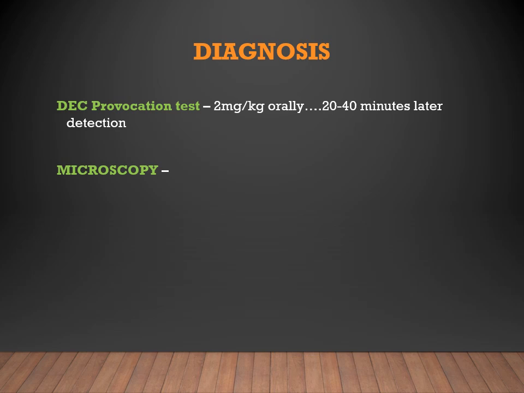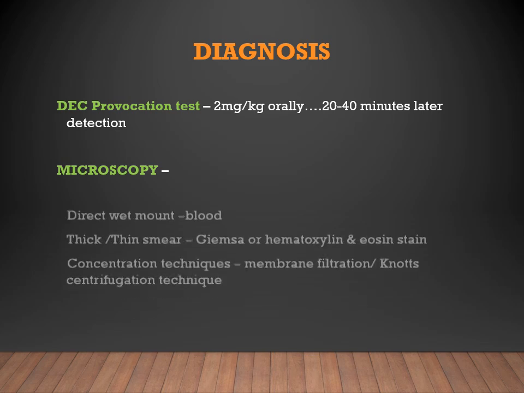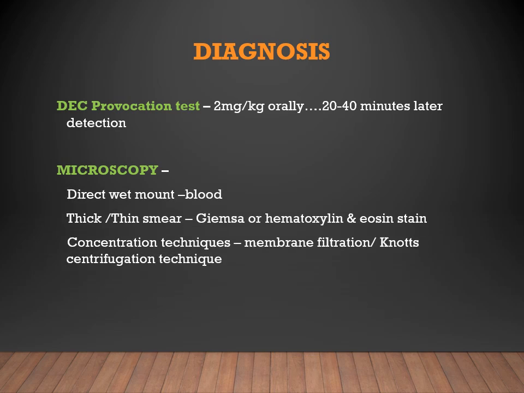Then in microscopy, what tests will you do on that sample? One is the direct wet mount, or you can also make a thick and thin smear. After making the smear, you go for staining, that is Giemsa staining or hematoxylin staining. You make the smear like for the malaria slide. Similarly, the same slide can be used here also, and you can see the microfilaria.